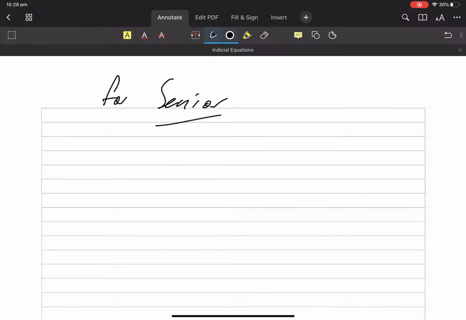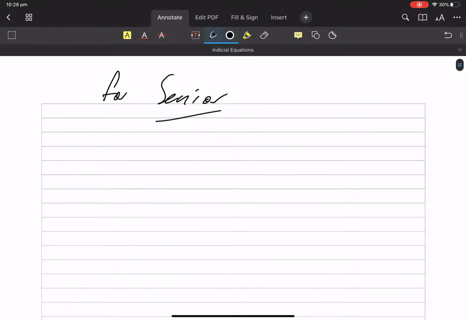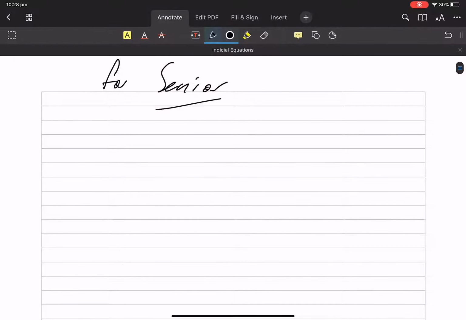Okay, for you seniors, you not only have to do the indicial equations from last year, but they get a little bit harder. So this is just one from your worksheets that you might struggle with. 5 to the x plus 1 plus 5 to the 2x plus... The problem here is they're not multiplied. They're plus, so you can't combine them, okay.